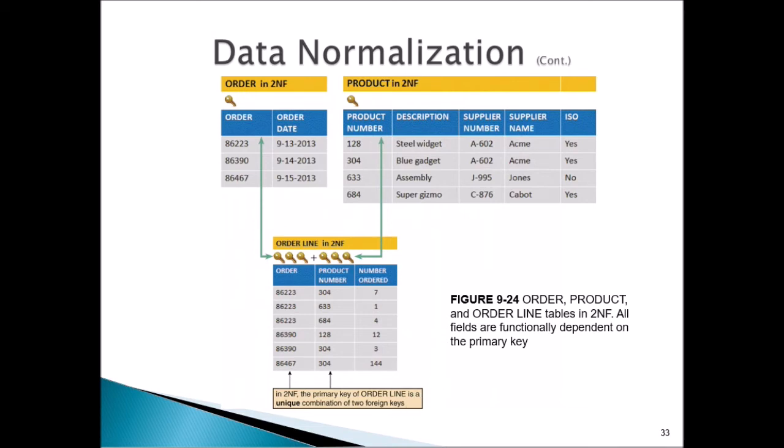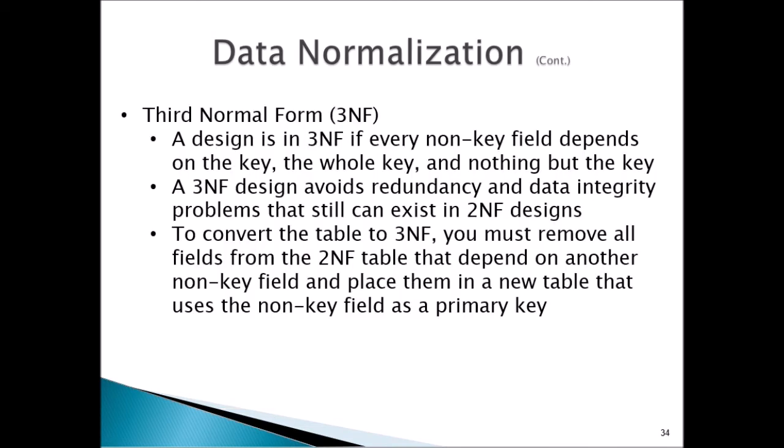So let's continue and look at third normal form now. In third normal form, every non-key field depends on the key, the whole key and nothing but the key. I like that. A third normal form design avoids redundancy and data integrity problems that can exist in second normal form designs. So when we're talking about redundancy, anytime there's redundancy, you have a data integrity risk.